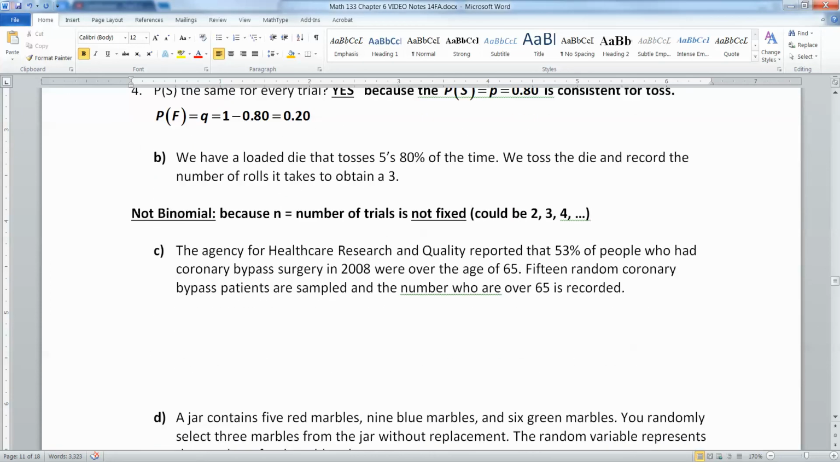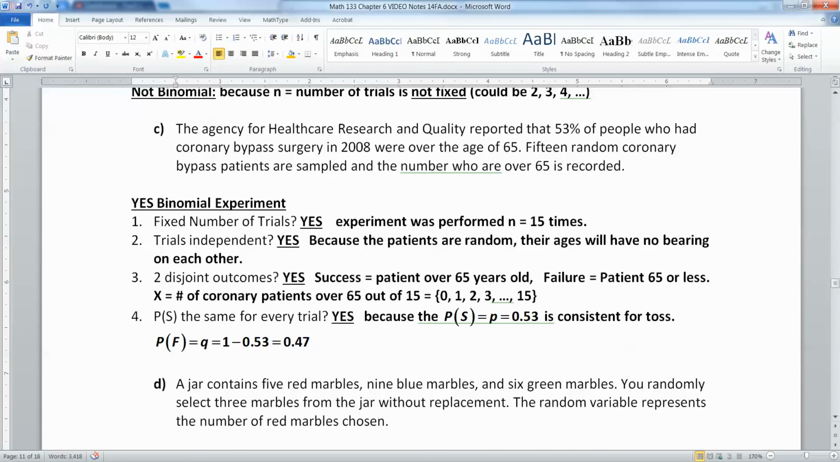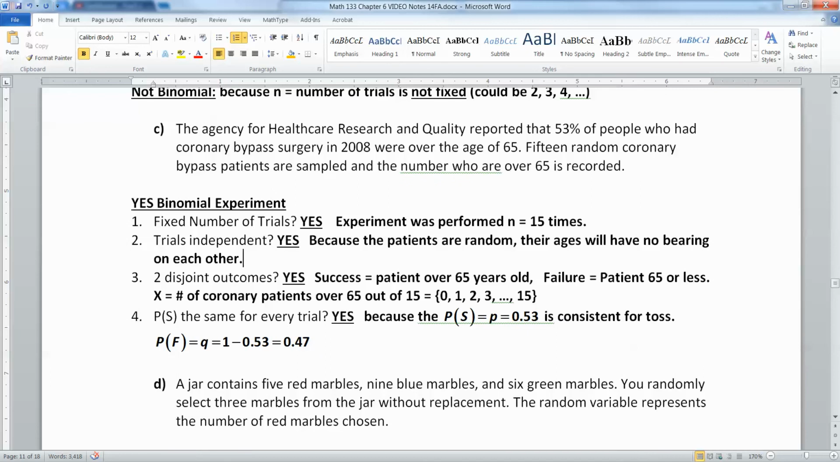What about the Agency for Healthcare Research and Quality reported that 53% of people who had coronary bypass surgery in 2008 were over the age of 65. 15 random coronary bypass patients are sampled, and the number who are over 65 is recorded. That is binomial. All right, let me write that up, 1 second. All right, were there a fixed number of trials? Yes, you're looking at 15 patients. All right, so were the trials independent? Sure. Because the patients are random, their ages will have no bearing on each other, right? They're random patients, so whether one of them's over 65 doesn't really affect the other one.